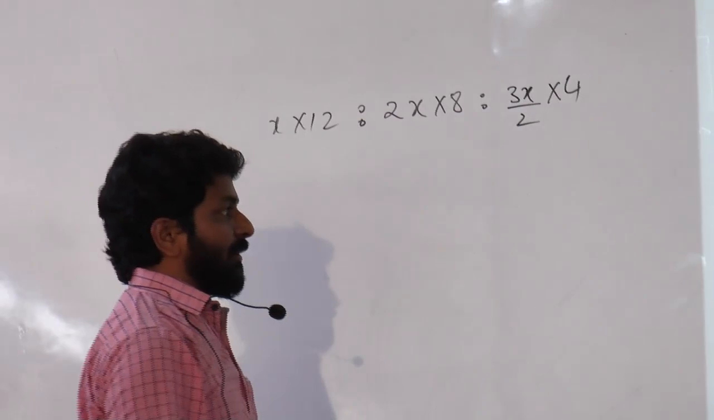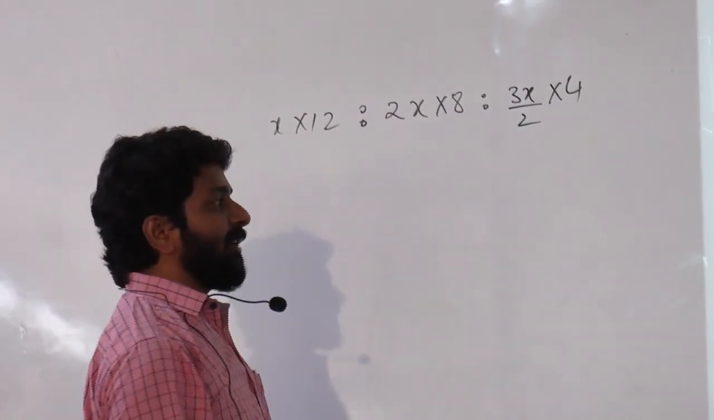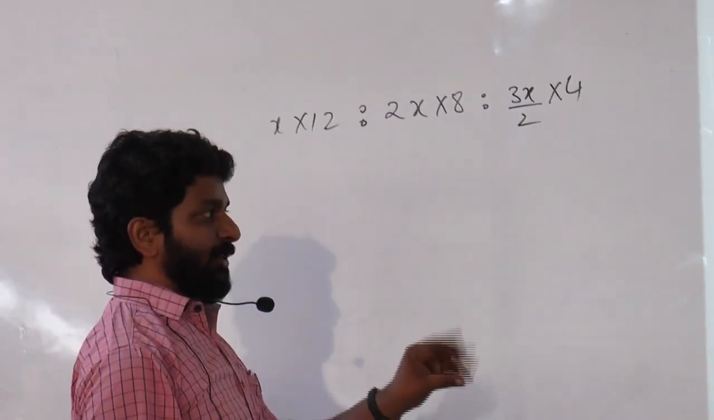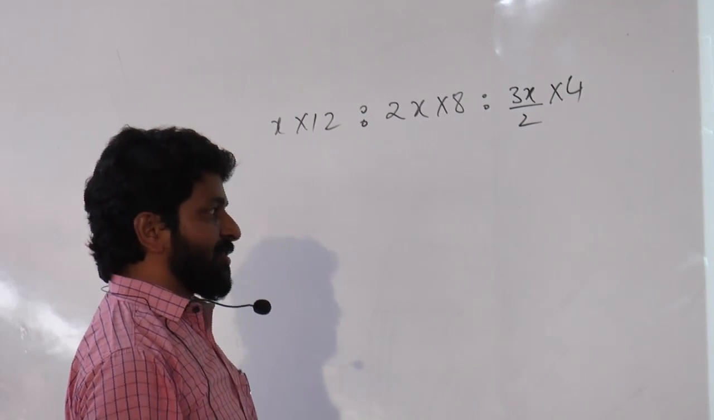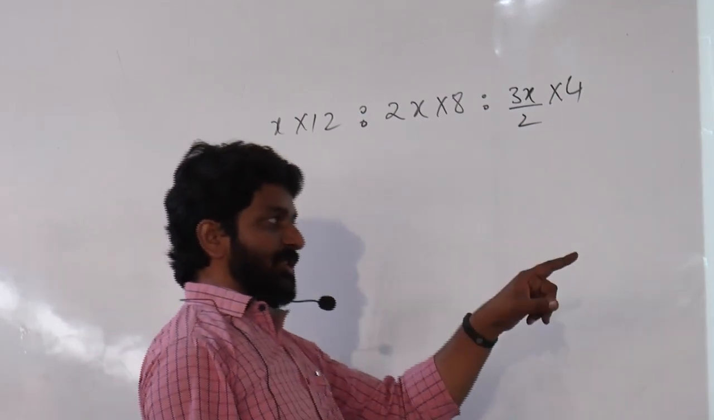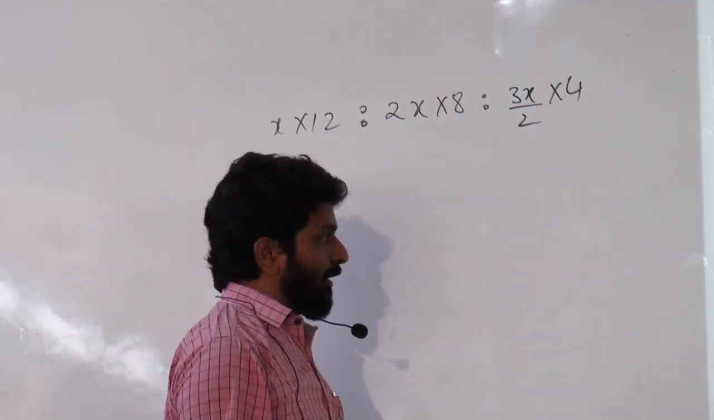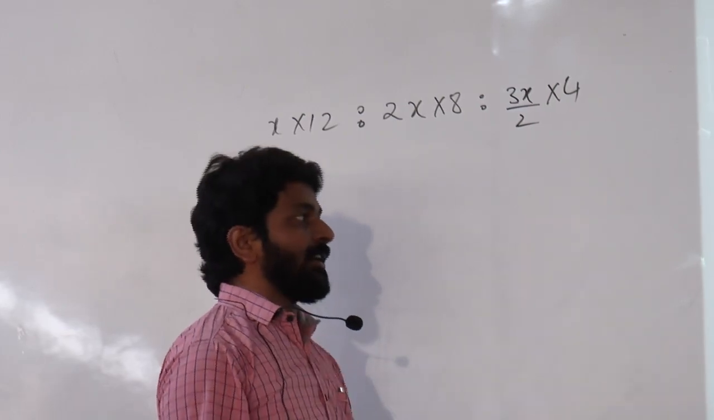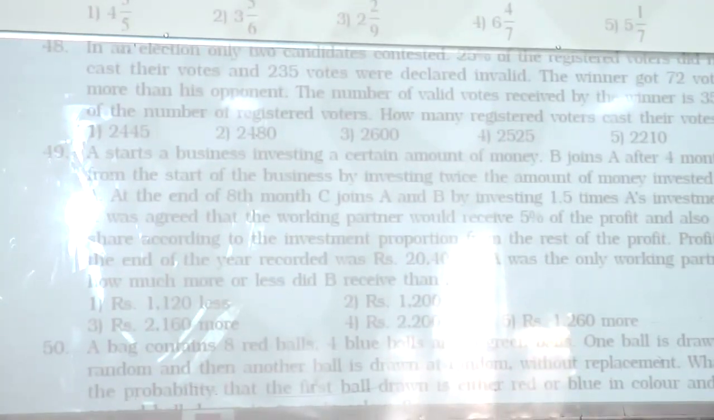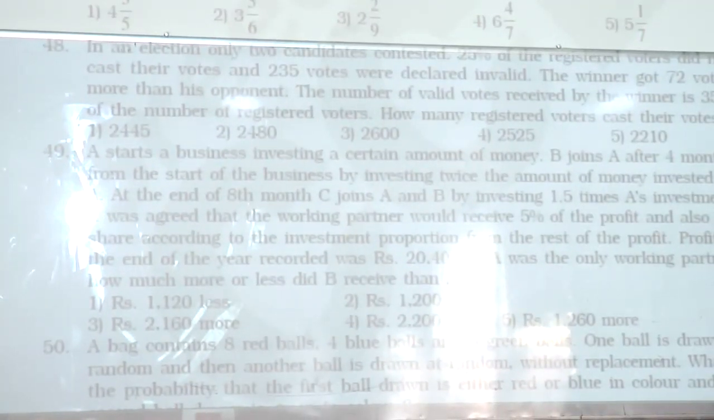Next. It was agreed that the working partner would receive 5% of the total profit and also the share according to the investment proportion from the rest of the profit. Profit at the end of the year recorded was 20,400. If A was the only working partner, how much more or less did B receive than A?